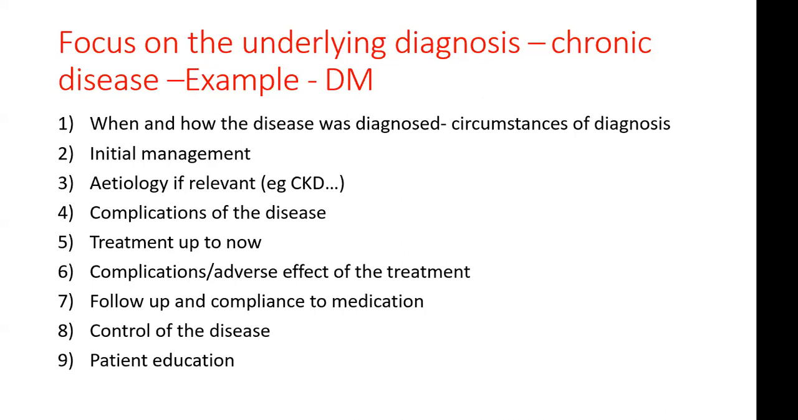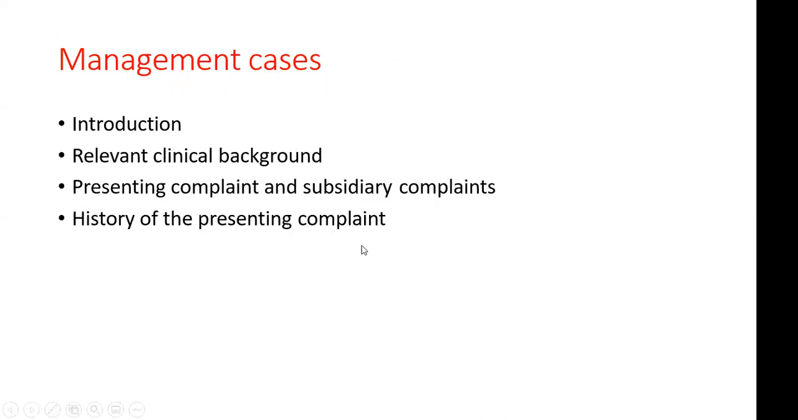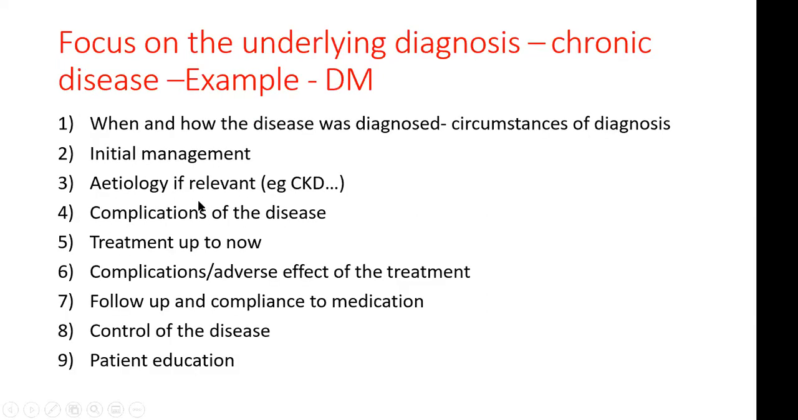So these 9 points you need to describe in a management problem. So management problem is patient has a chronic diagnosed disease, comes with a complication or comes with some problem related to that. Okay. So describe as we have done, the initial part. Make sure that you don't forget the history of presenting complaint. Make sure you describe that, but you can describe that relatively short, not as detailed as you would do in a diagnostic case. Okay. And then move on to these 9 points about the chronic disease.